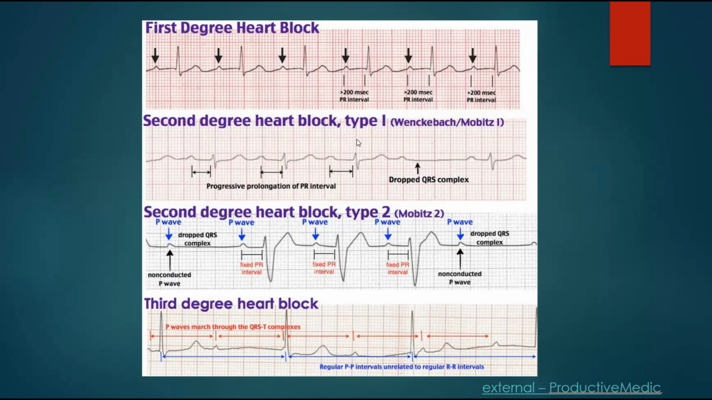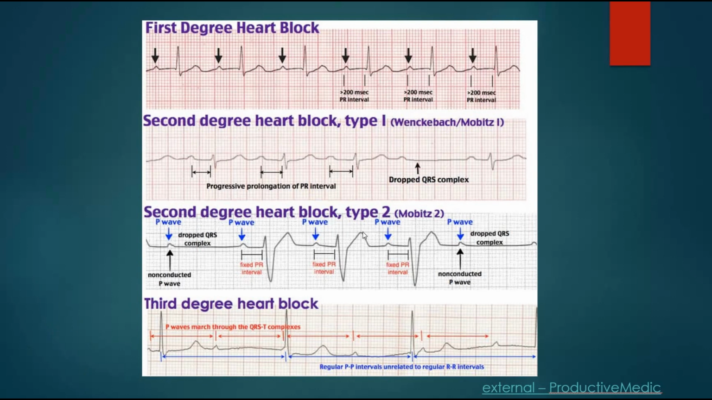For second degree heart block type 1, Wenckebach block, there's progressive prolongation of the PR interval, and eventually the QRS complex is dropped, meaning that the sinus node fires, but when it reaches the AV node, it doesn't go through, so you lose the QRS complex, and then it resets. So the key here is that when it resets, the PR interval here is less than the PR interval before the dropped beat here.